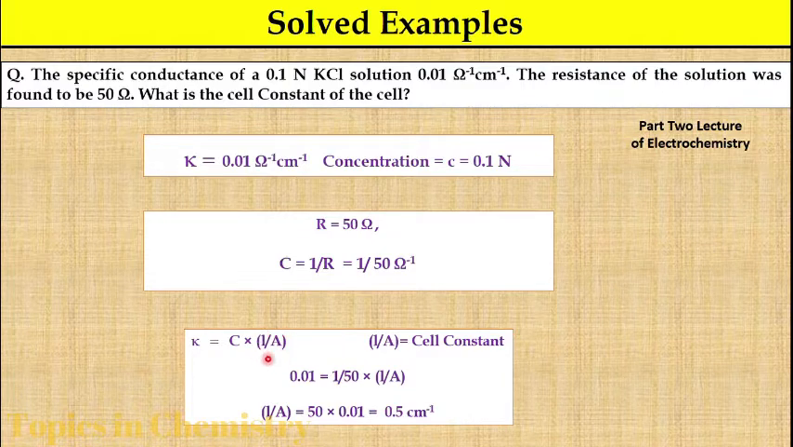So here you can see L by A is called cell constant. So you have to find what is the value of cell constant. So kappa that is given here, that is 0.01 ohm inverse centimeter inverse. 1 by R is equal to conductance, it is given, and L by A you have to find. So L by A is equal to 50 into 0.01, that is equal to 0.5 centimeter inverse. So that is the answer. That is the cell constant value of that cell.